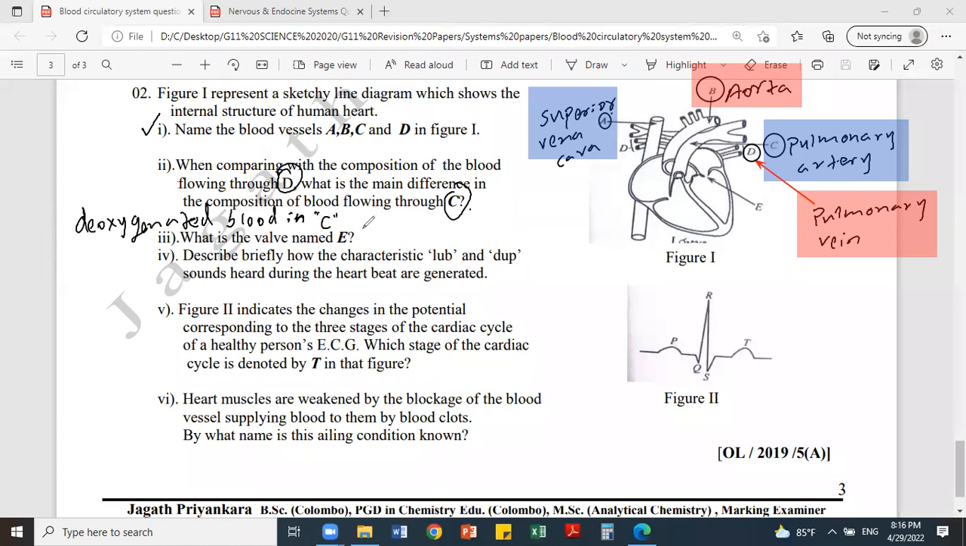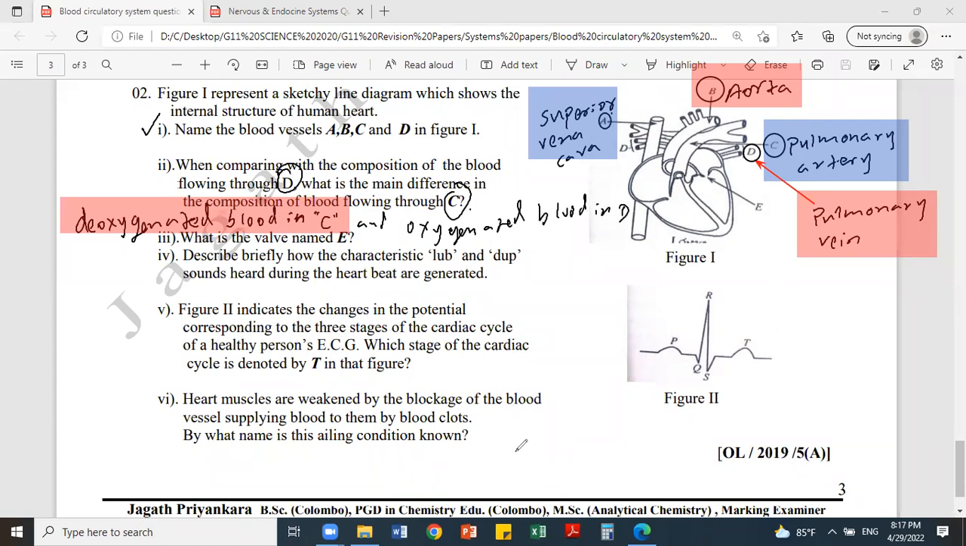And oxygenated blood in D. Or you can write, instead of oxygenated blood and deoxygenated blood, high CO2 concentration. Deoxygenated blood means less O2, more CO2. And oxygenated blood in D.